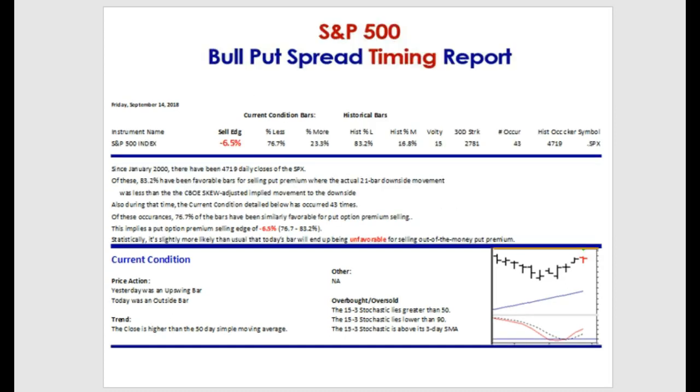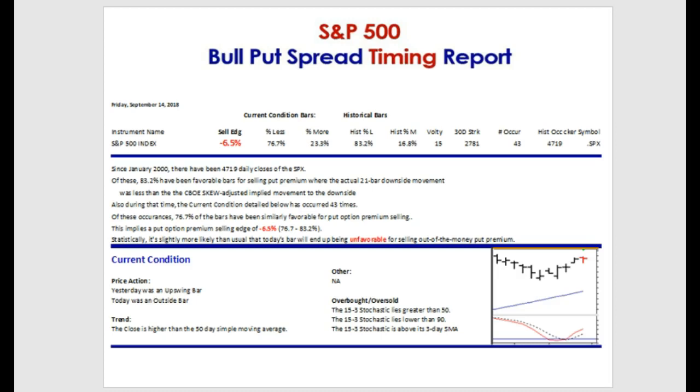Now, in terms of a bull put spread approach, where you're selling put options, say a standard deviation away, 30 days out, that's kind of the premise of our bull put spread timing report. So of the 4,719 daily closes of the S&P 500, 83.2% have been favorable bars for selling put premium in this fashion, where the actual 21 bar downside movement was less than the SIBO's skew adjusted VIX, which is implying a certain movement to the downside. So 83.2% of the time, the market has not moved down to that level.